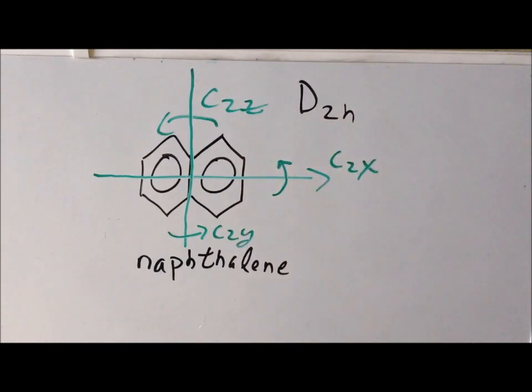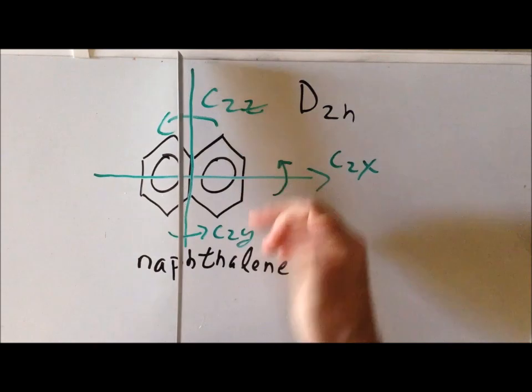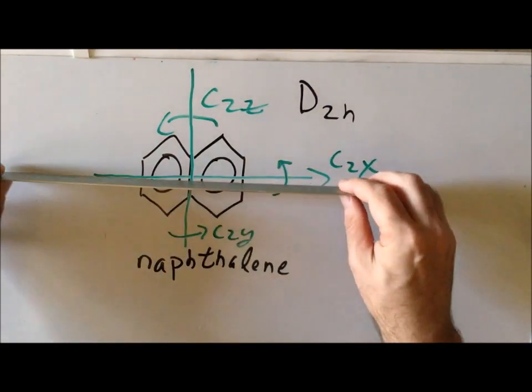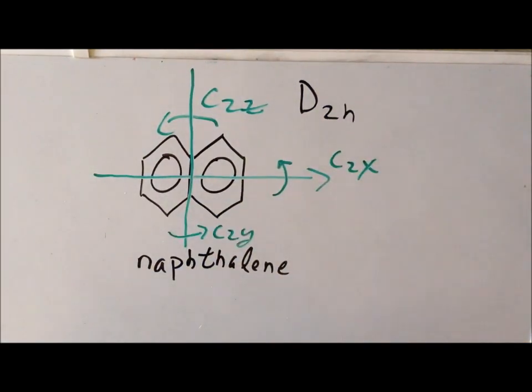If you're worried that you'd like to declare one of the other C2s to be the high order rotation axis, you will find that there are sufficient other mirrors in the compound, there's a mirror there and a mirror there, that are also perpendicular to that high order rotation axis. So when we have mutually perpendicular C2s, we are free to choose any one of them as being the high order rotation axis. It will make no difference in the point group classification.